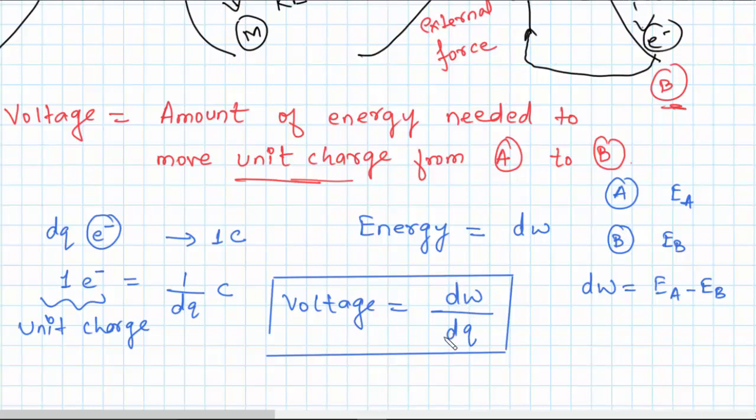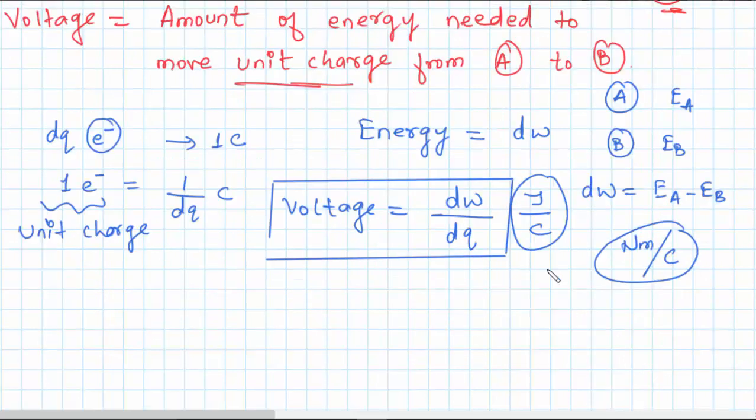Now energy is generally represented in joules and charge is measured in coulombs. So the unit is joules per coulomb. Also, sometimes energy is represented in newton meters and charge is always measured in coulombs. So this is one unit and this is another unit. But the standard SI unit for voltage is volts, represented by capital V. So voltage is the amount of energy needed per unit charge and it is measured in volts.